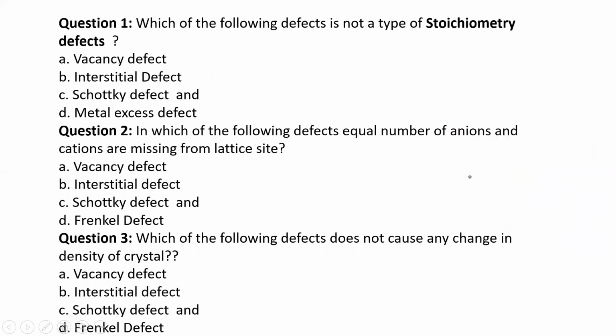Next, questions based on stoichiometric defects. Which of the following defects is not a type of stoichiometric defects? Vacancy defect, interstitial, Schottky, and metal excess defect. So answer is D, that is metal excess defect.